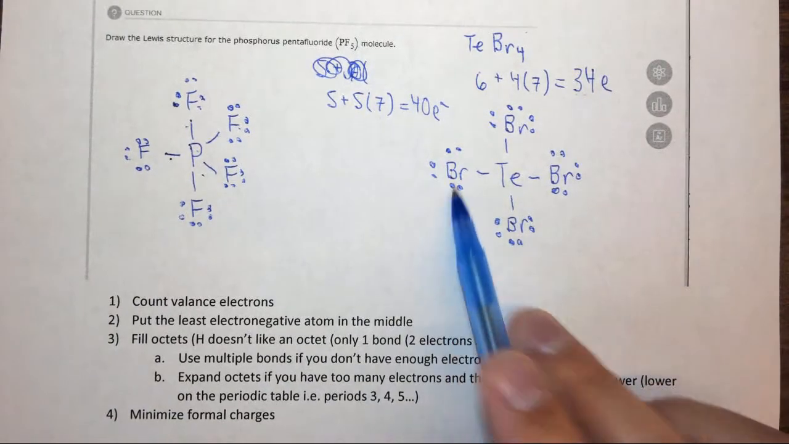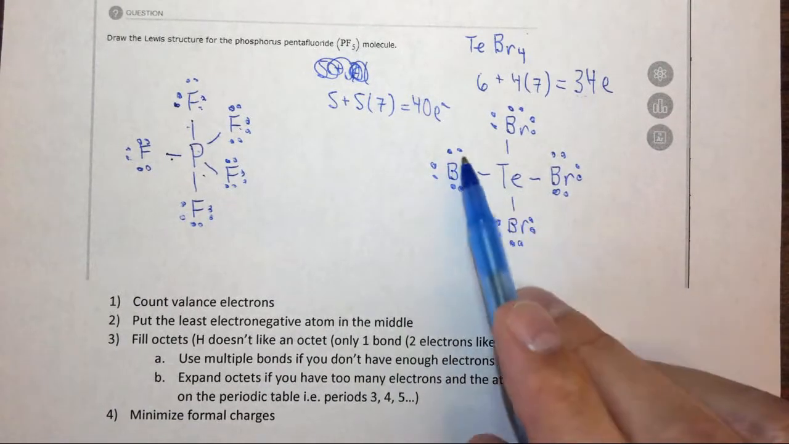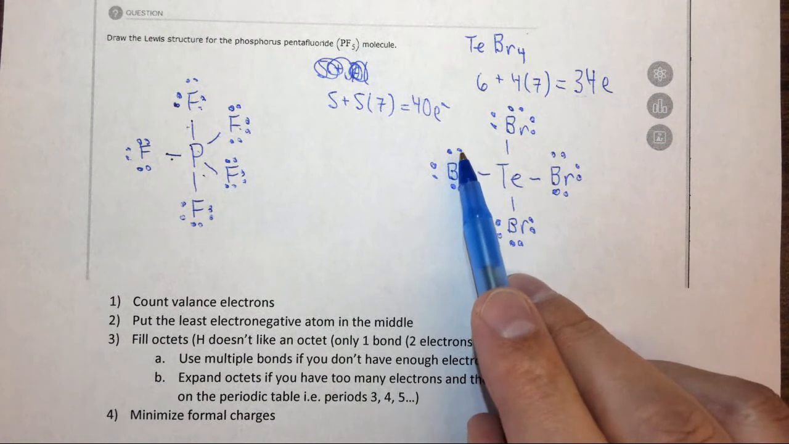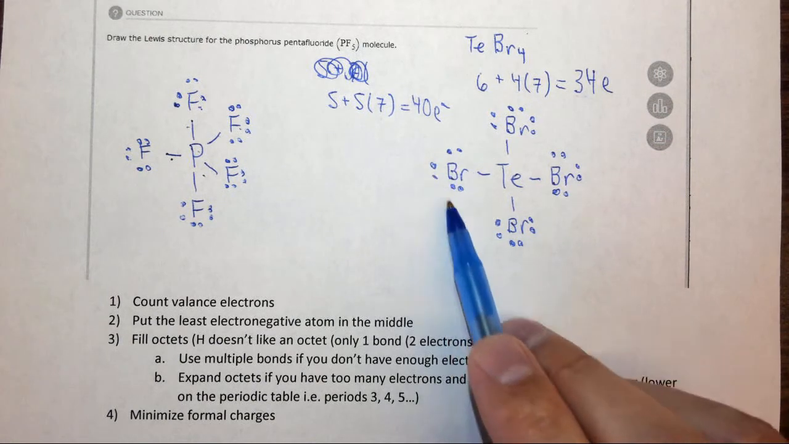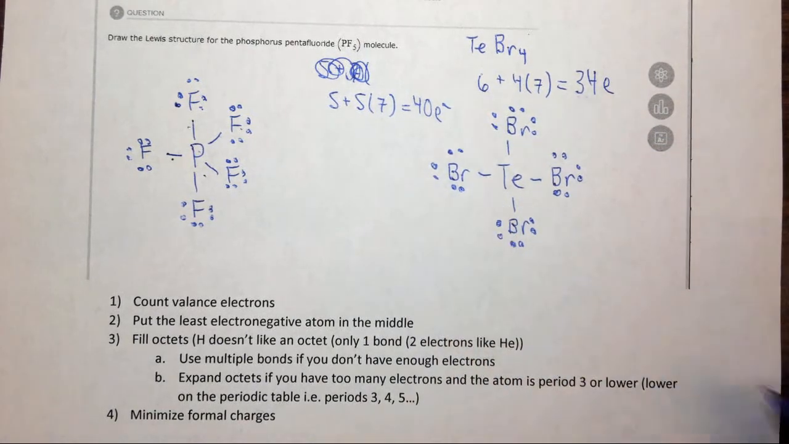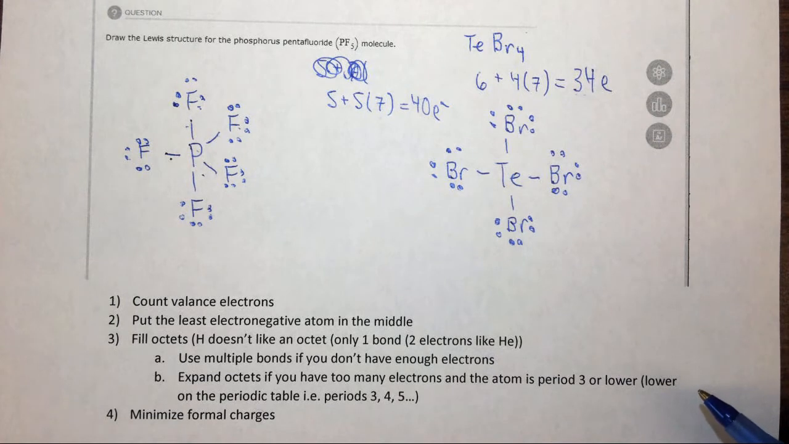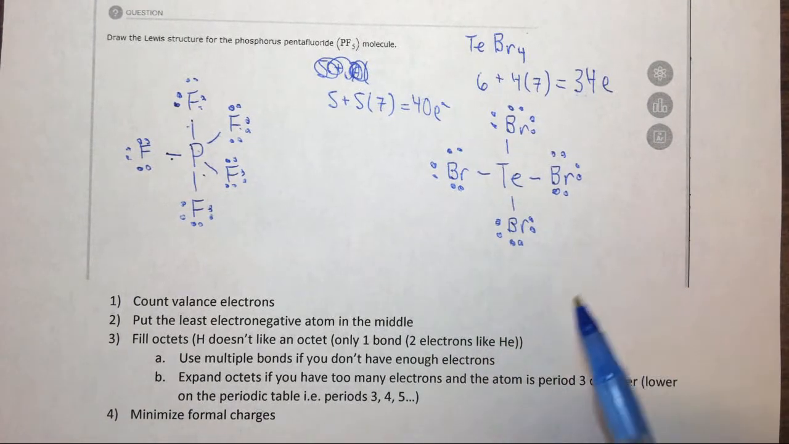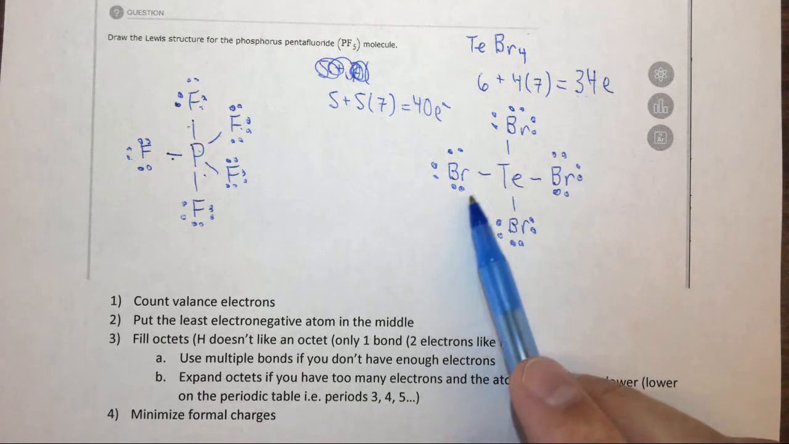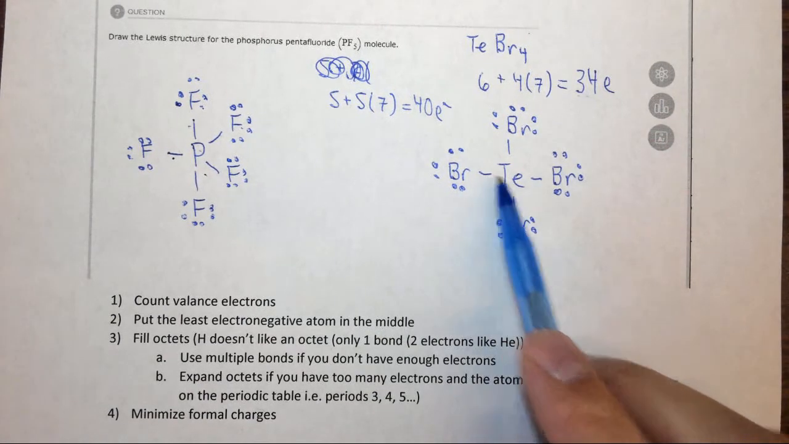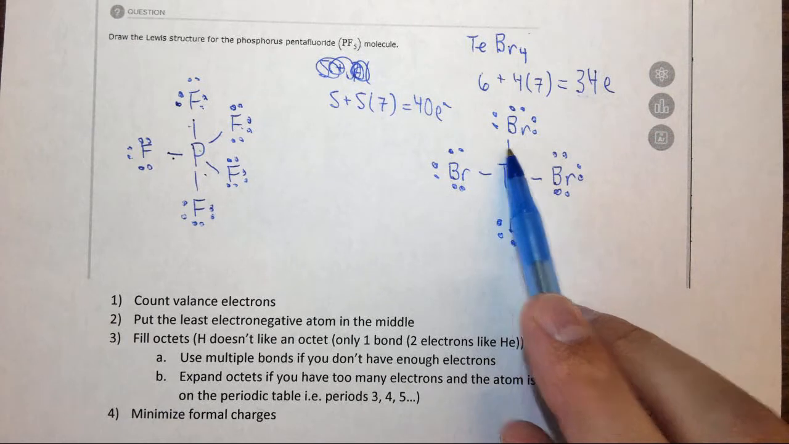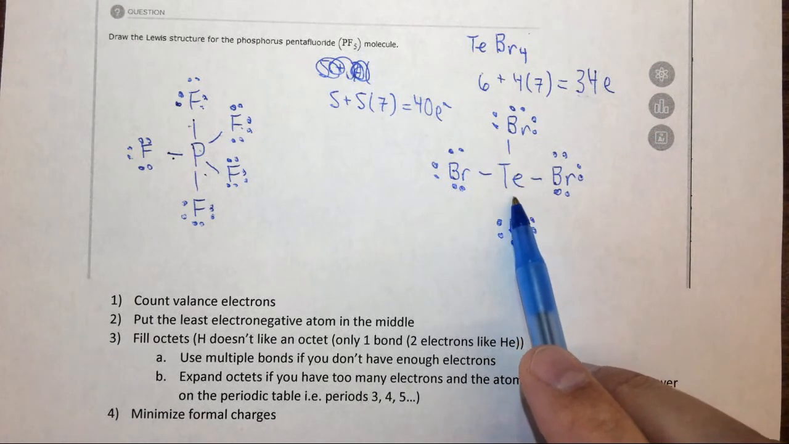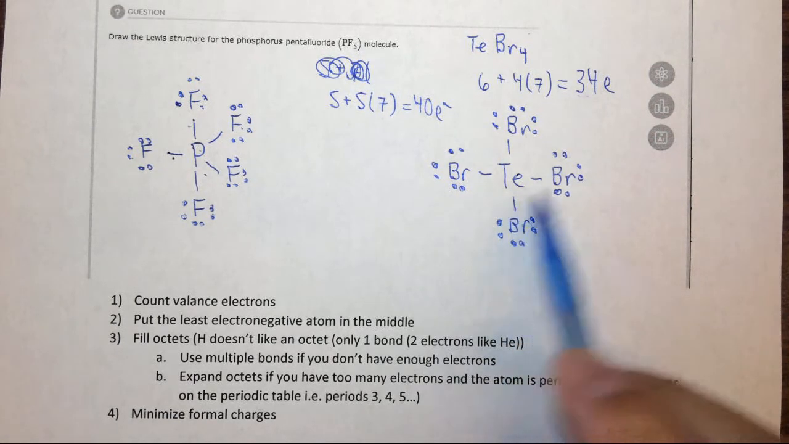So let's look at bromine. Bromine, and they're all the same, wants to have 7 electrons around it. How many does it have? 1, 2, 3, 4, 5, 6, 7. Bromine's happy. It has a 0 formal charge. What about tellurium? Tellurium wants to have 6 electrons around it. How many does it have right now? 1, 2, 3, 4. This makes tellurium 2+. It's missing 2 electrons. That's not ideal.